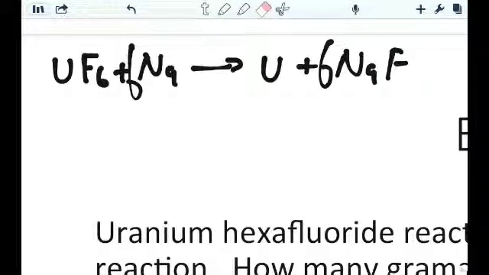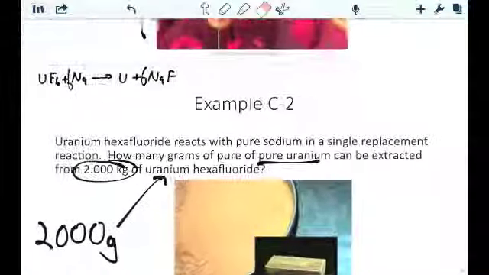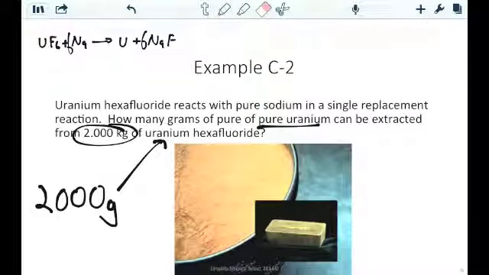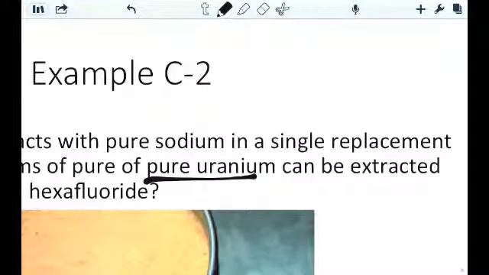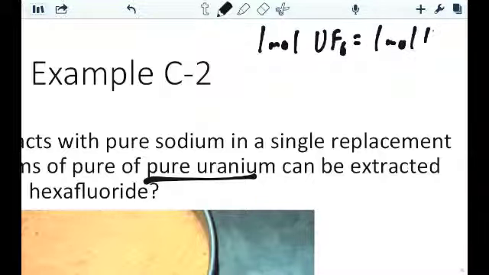Now, in looking at the problem, it's saying that we're starting with 2,000 grams of uranium hexafluoride. So we're starting here, and it wants to figure out how many grams of uranium. So the mole ratio that we're going to have is just a 1-to-1 ratio. So 1 mole of uranium hexafluoride equals 1 mole of uranium.